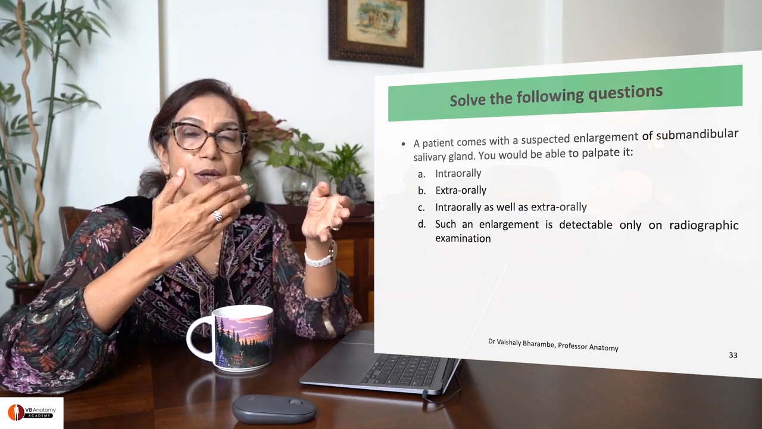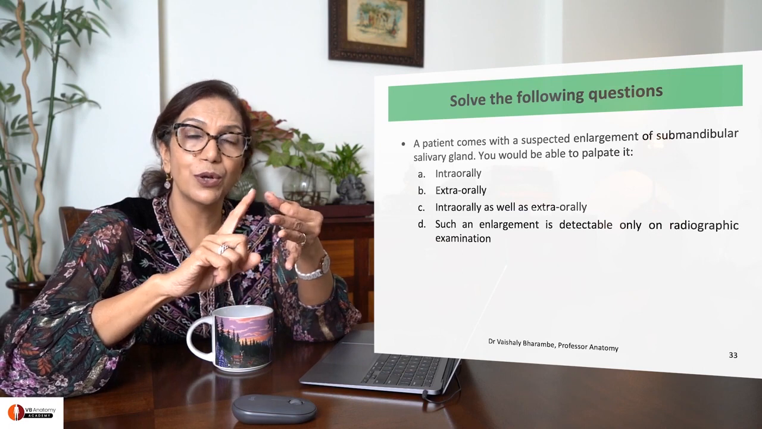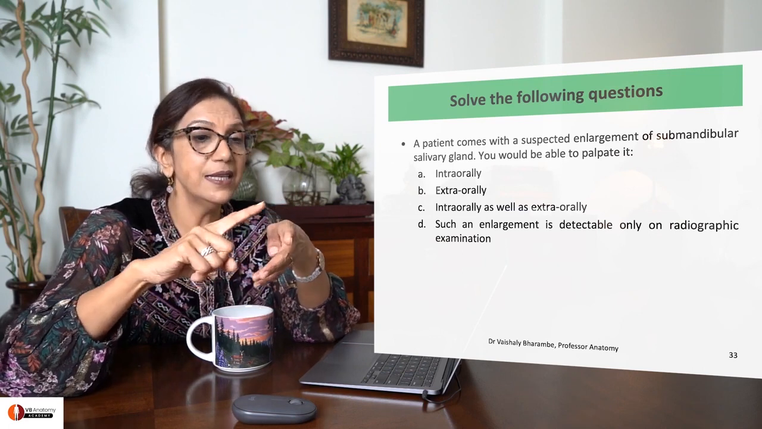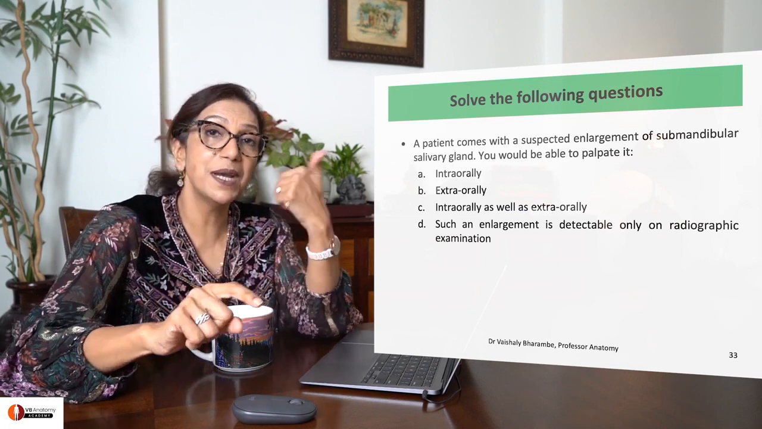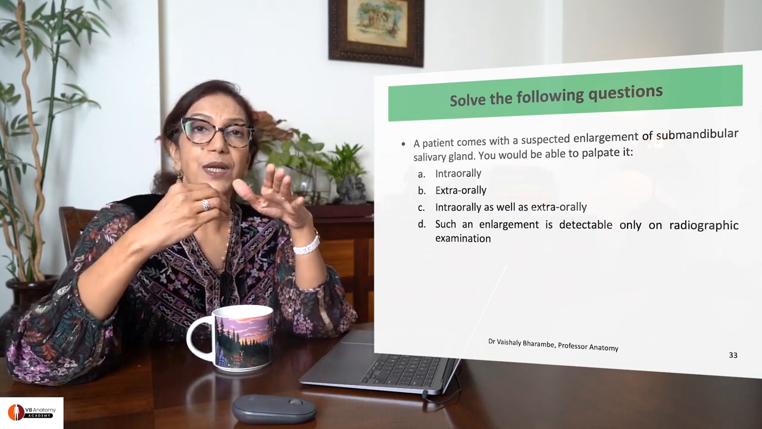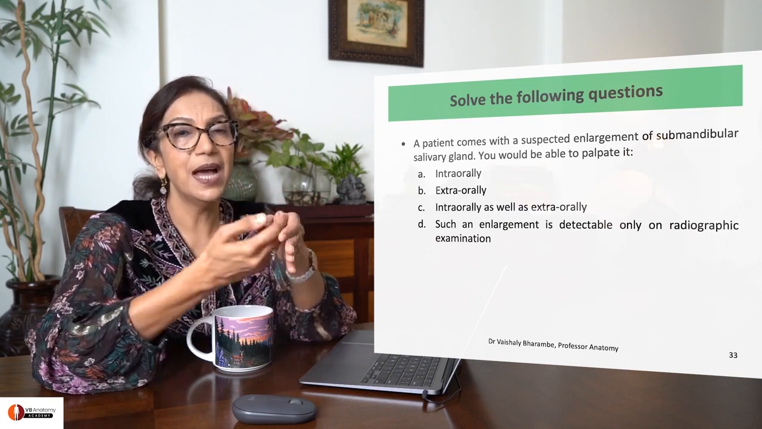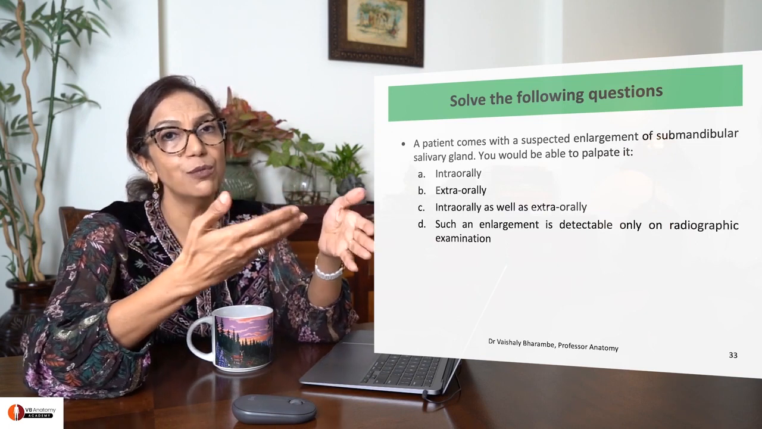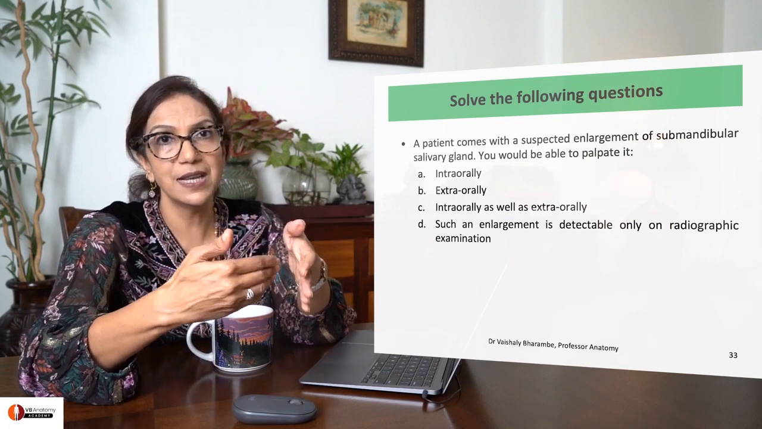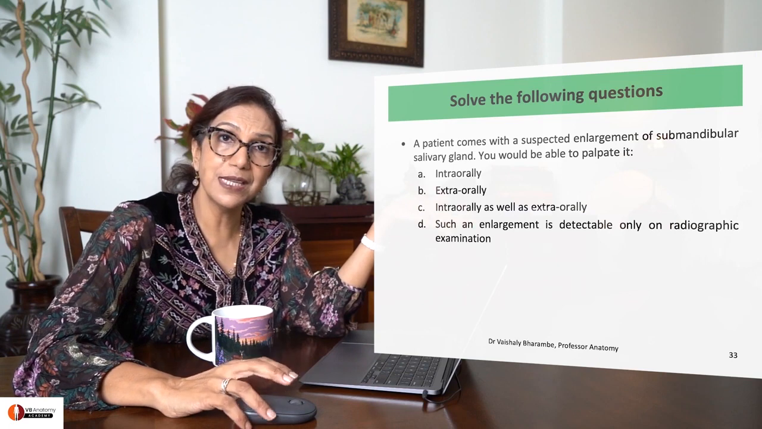Then we talked about a lot of nerves. Which were the nerves? Glossopharyngeal, hypoglossal, lingual. One ganglion, submandibular ganglion, suspended from which nerve? Lingual nerve. Then we talked about how the submandibular gland is divided into superficial and deep, and we discussed the anatomy of both these superficial as well as deep part of the gland. With this knowledge, can I solve these MCQs?